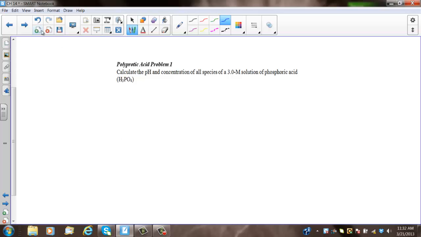So to see exactly how this works, we are going to calculate the pH and concentration of all species in a 3 molar solution of phosphoric acid, H3PO4. You would never be asked to do this on an AP exam, but you need to see how, in a stepwise fashion, the different Ka values affect the pH. So in our first step, as I said, we're starting with H3PO4, and in this first step we're only going to remove the first hydrogen. So we have H plus and H2PO4 minus.